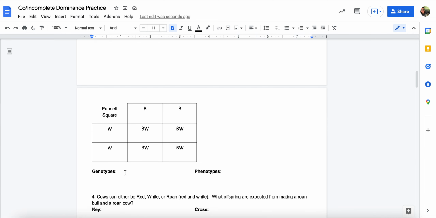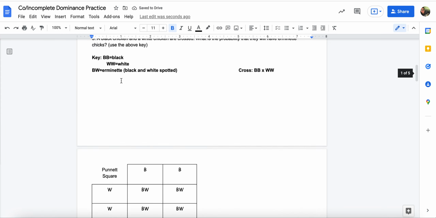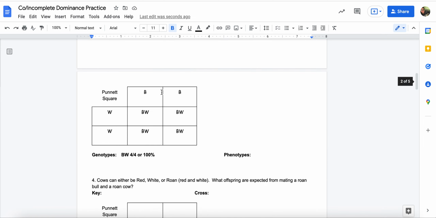So when we go to do our genotypes, there's only 1. So BW, we've got 4 out of 4, or 100%. The phenotype BW, if you look back up at the key, is erminette. So we say erminette, 4 out of 4, or 100%.